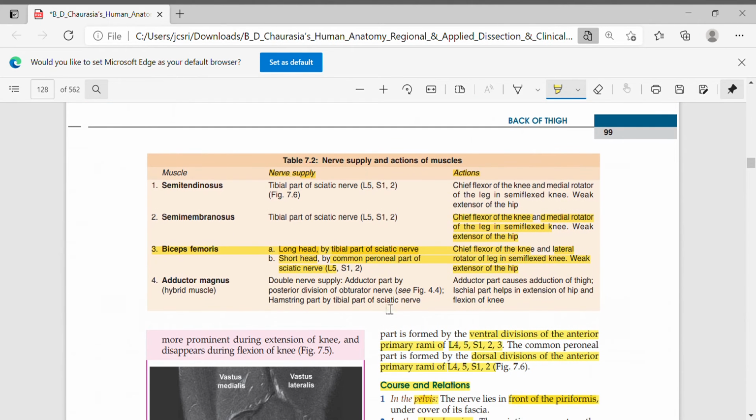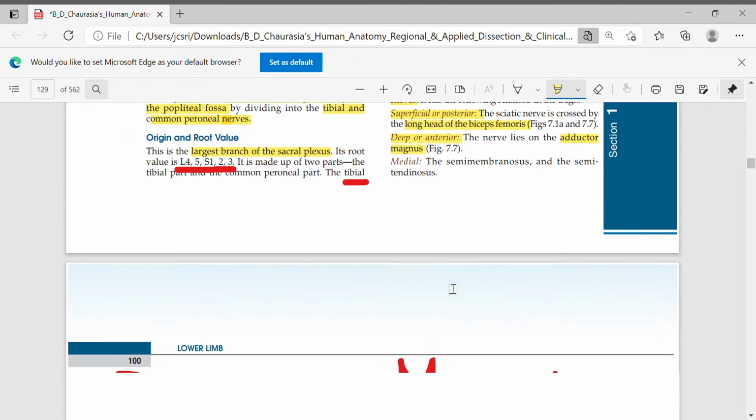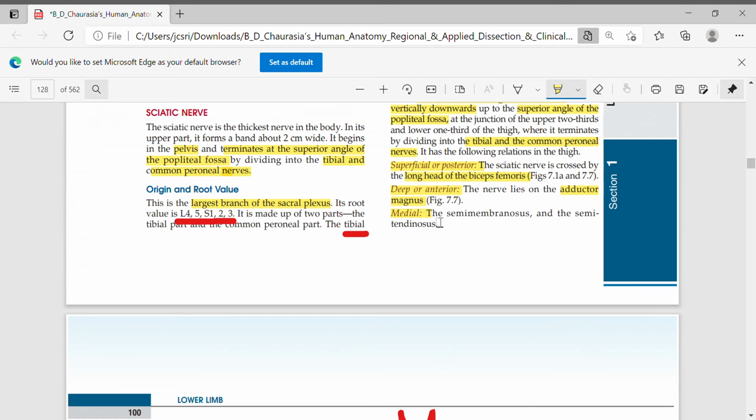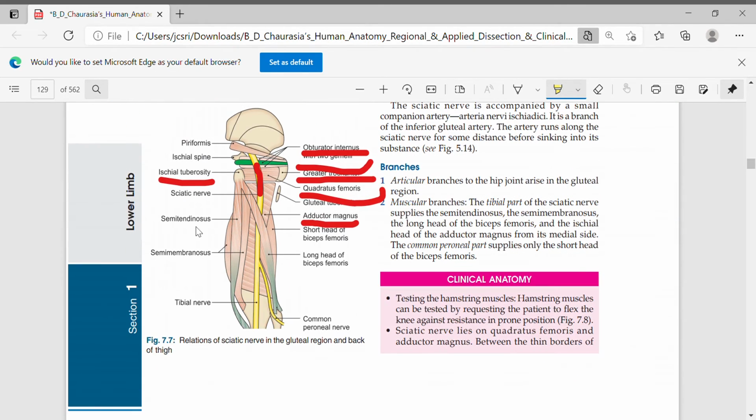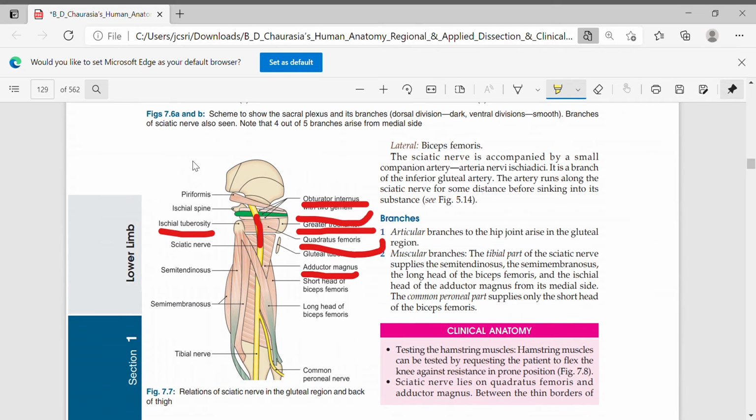So the hamstring part is supplied by the tibial part of the sciatic nerve. When you learn adductor magnus you will come across the sciatic nerve. Medially, semimembranosus and semitendinosus, those two will be on the medial side. Here in the diagram also you can see these are on the medial side, right? So this is the medial part of the sciatic nerve, and this is the lateral part. Laterally you can see the biceps femoris, which is superficial and also comes in the lateral part.